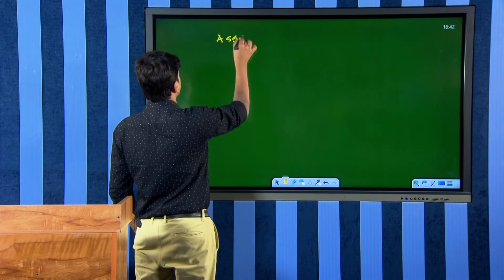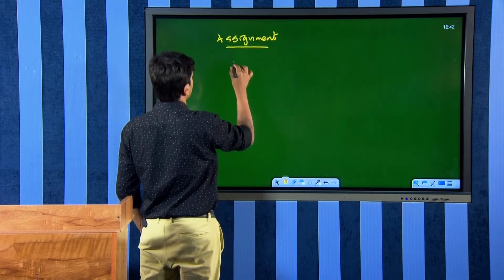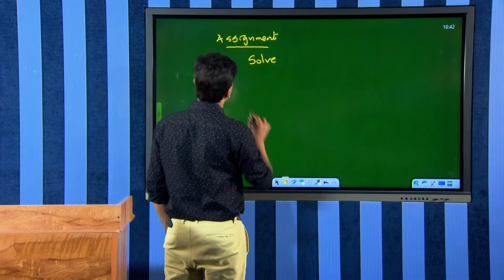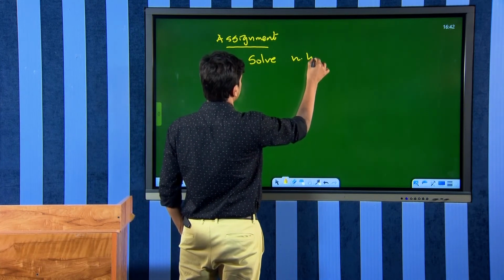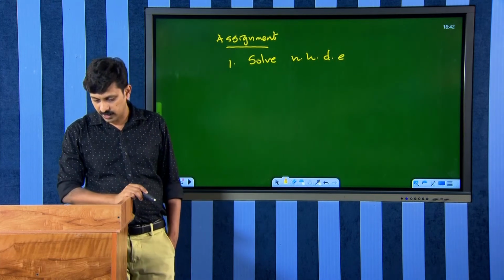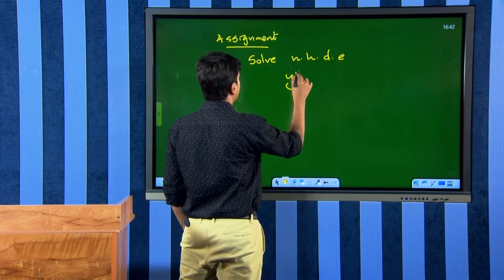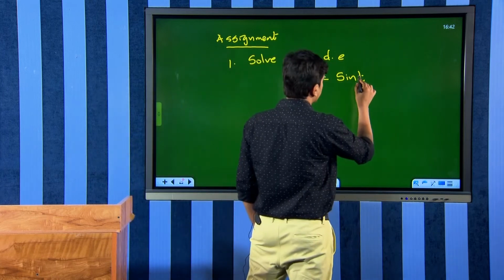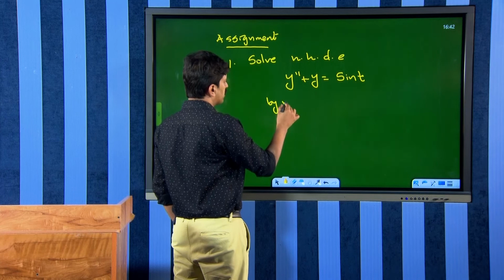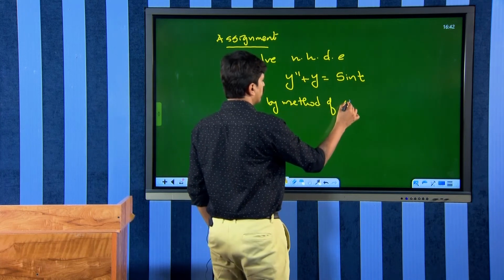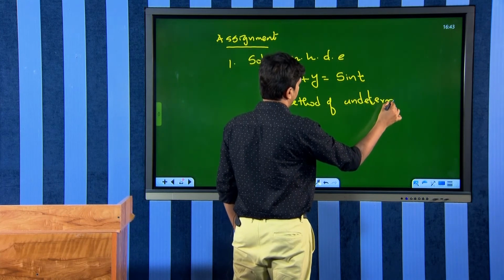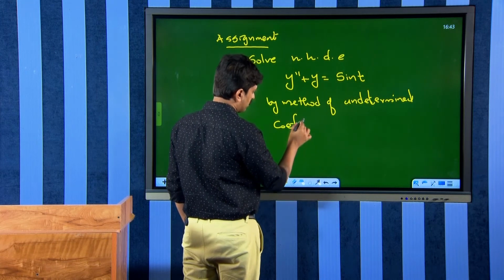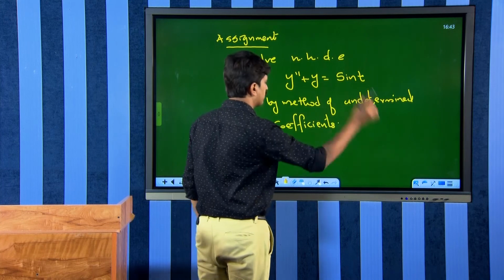I would like to give you an assignment question: solve the non-homogeneous linear differential equation y double dash plus y double dash plus y is equal to sin t, by the method of undetermined coefficients.